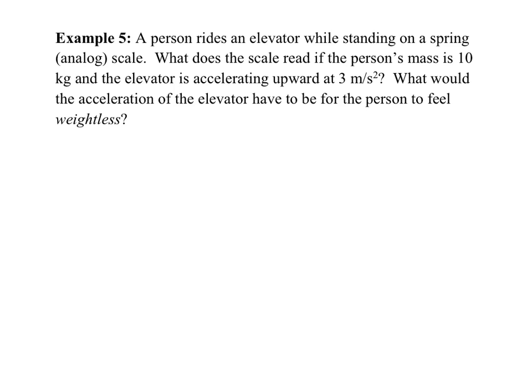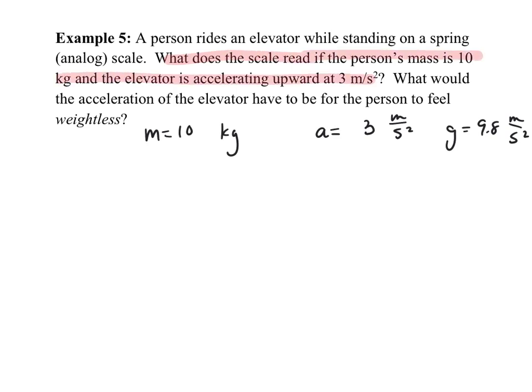We're told that the person's mass is 10, so let's start writing stuff down. The mass is 10 kilograms. The acceleration is upward, so I'm going to call that positive. And g is 9.81, or 9.8 meters per second squared. Those are the 3 things that we know. We're going to attack the first problem first: what does the scale read if the person's mass is this and accelerating up? We'll get to the second problem in a moment. So here are the 3 givens: mass, acceleration, and g.